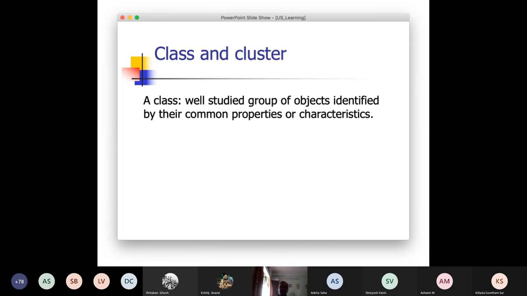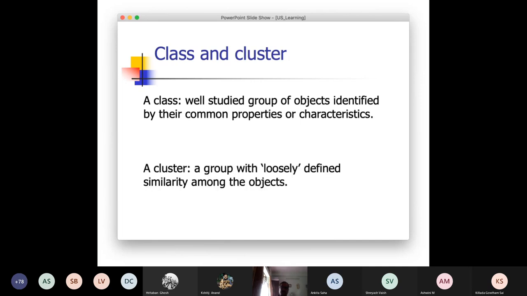So the definition of cluster can also be well understood if I consider how it differs from a class. When we say it is a class, it's a well-studied group of objects identified by their common properties or characteristics. A class is very well-studied, you know its properties, and that's how you determine whether an object belongs to that class or not.